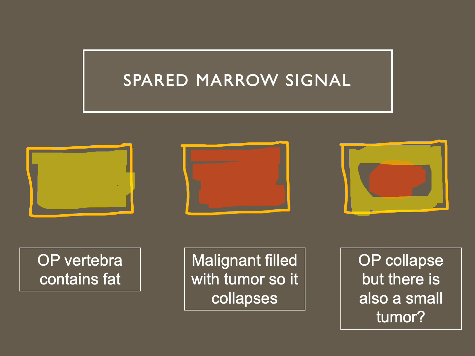The third situation that we're going to look at is the presence or absence of spared marrow signal. So an osteoporotic vertebra typically consists almost entirely of normal bone, but it's just weakened bone, and therefore it will contain fatty marrow. On the other hand, a malignant vertebral body will be completely filled by tumor tissue, and therefore in these situations you will not have fatty marrow inside them.